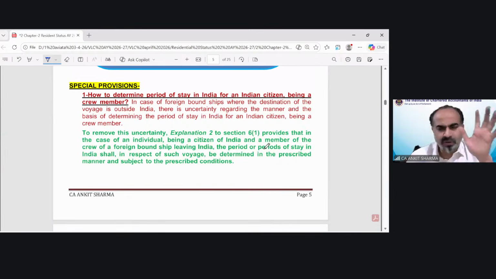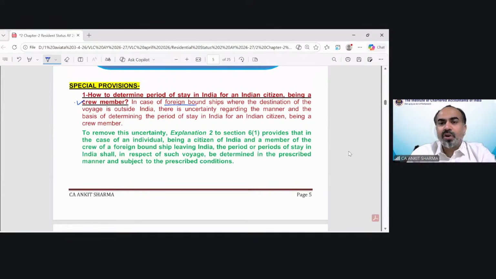Very simple provision with example is here. Solved example I am going to tell you. How to determine the period of stay in India for an Indian citizen being a crew member. Very easy. The day of enter till the date of signing off. Just remember these two words. The day of enter, the day of signing off. This duration would be outside India. Balance is in India. That would be given in the question.